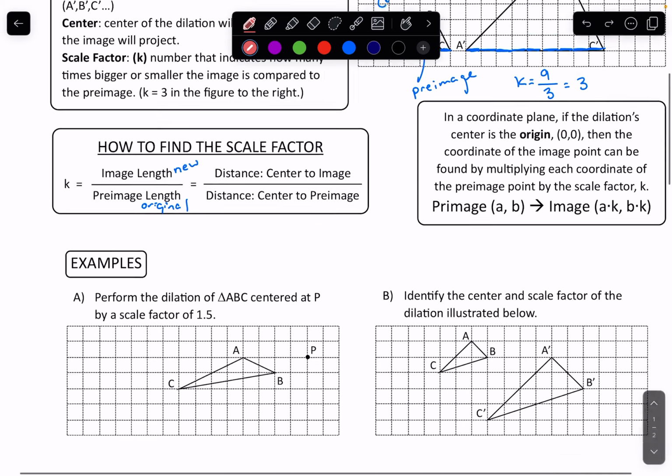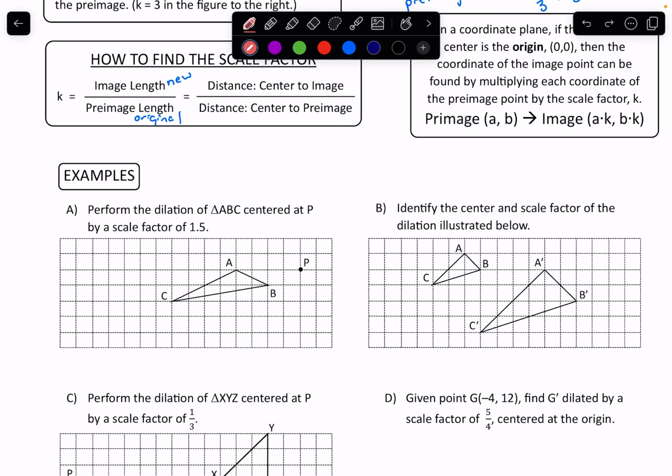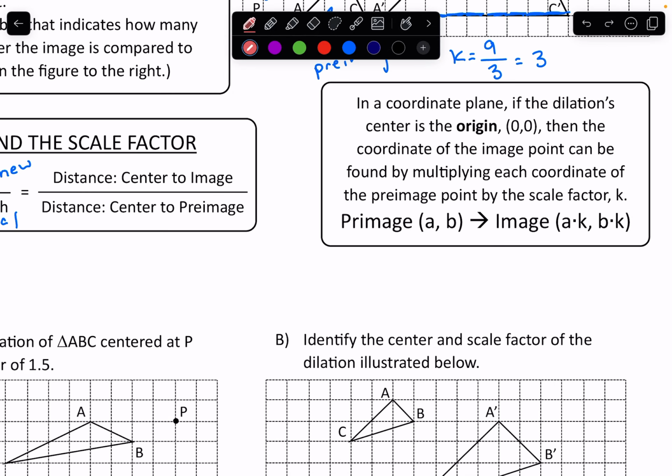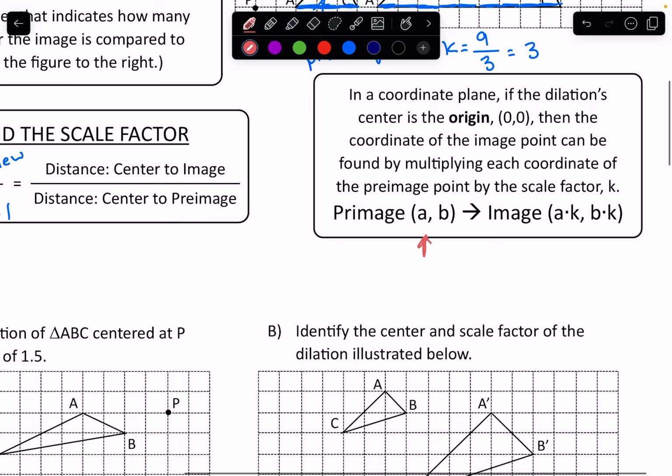All right, let's do some examples. Perform the dilation of triangle ABC. Oh, you know what? We didn't go over how to do the math. If it wants us to dilate an object, a shape, what it means is you take the original, the pre-image shape, and you multiply it by the scale factor. If the original object is a point, then you would take the X and the Y values and multiply them by the scale factor to get the new X and Y value.